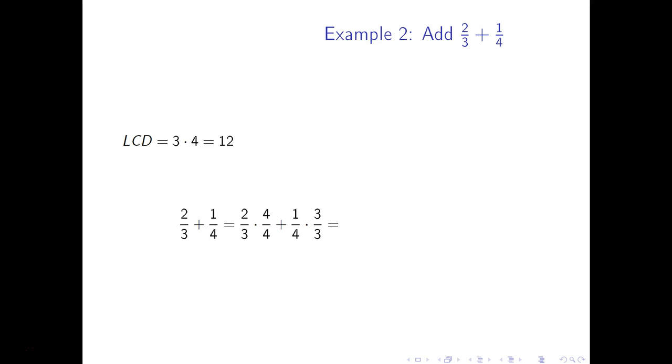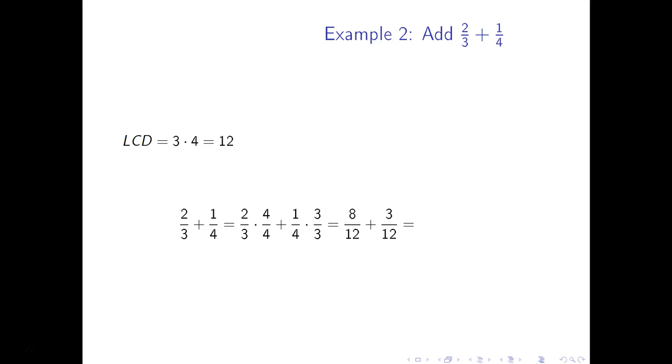Well, if you did that multiplication, and don't simplify, just multiply straight across, 2 times 4 is 8. 3 times 4 is 12. Same thing, 1 times 3 is 3. 4 times 3 is 12. Now I have the same denominators. It's exactly what we want.